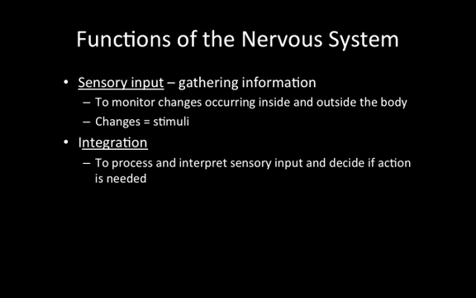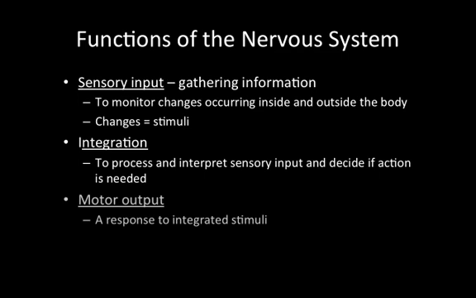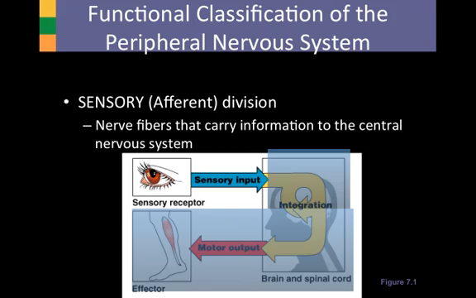Peripheral nerves will bring it to the central nervous system, that is either the brain or the spinal cord, where integration will take place. This is where the information is processed, it's interpreted, and then an action is decided upon. Then it goes back to the peripheral nervous system for motor output, a response to the integrated stimuli. So again, it starts off as sensory, integration, and then motor output.